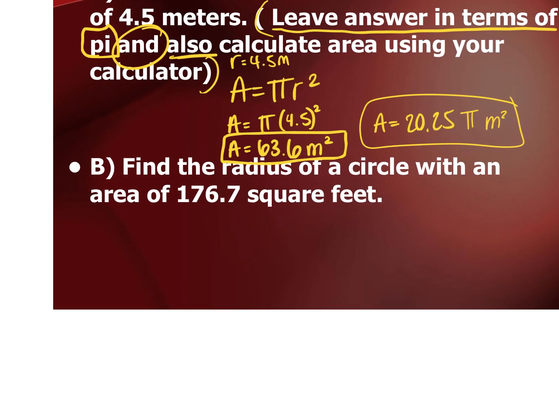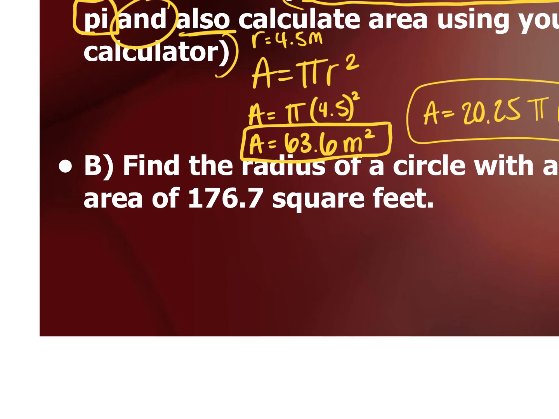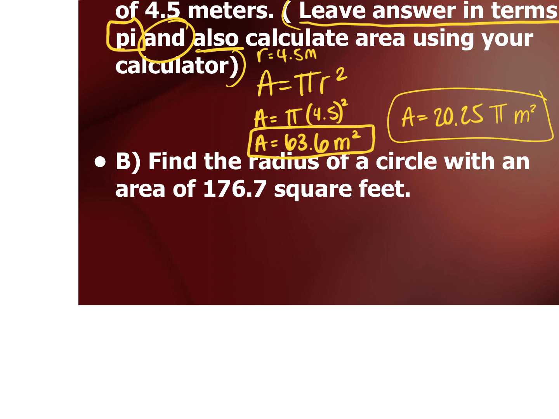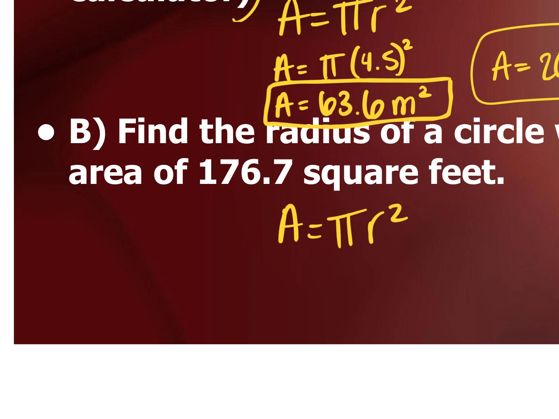Okay, the second one. Find the radius of a circle with an area of 176.7 square feet. How is this one different? We're finding the radius. We only know the area. Are we going to use the same equation? Yeah, we will. What's my equation? Pi r squared. But now we're going to plug in 176.7 for what? For area. So plug in 176.7 equals pi r squared.